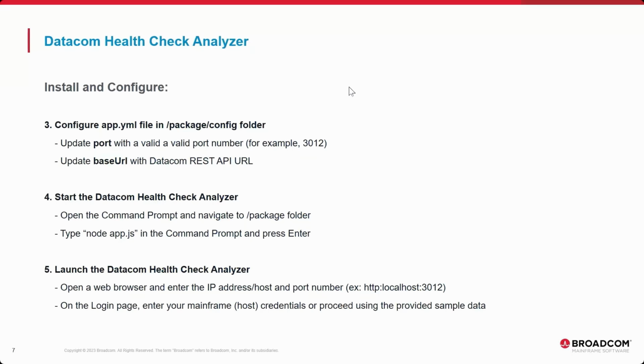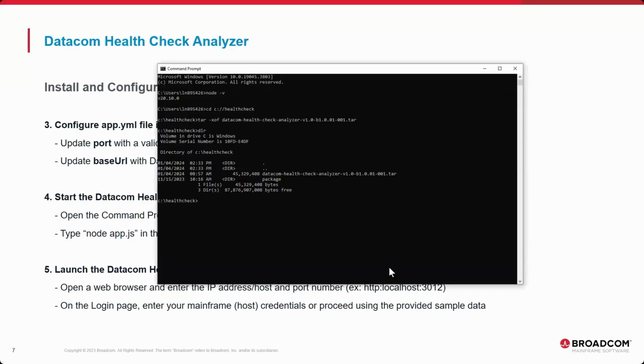After configuring the app.yaml file, then the next step is to start the Datacom Health Check Analyzer. For this, again, open the command prompt and then navigate to the package folder with the cd package command. Then on that command prompt, type node app.js and then press enter. So it starts the server and gives this message saying that server is listening at port 3012. So that means the server is up and running on this port.